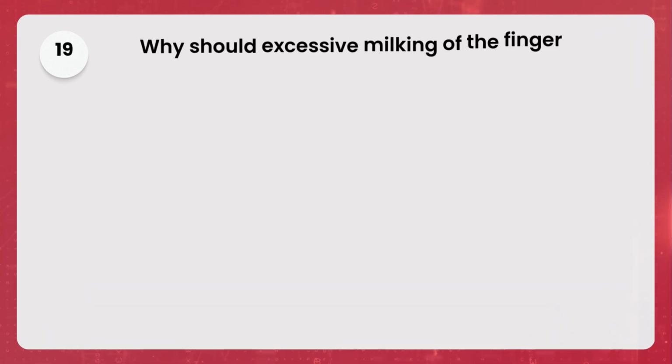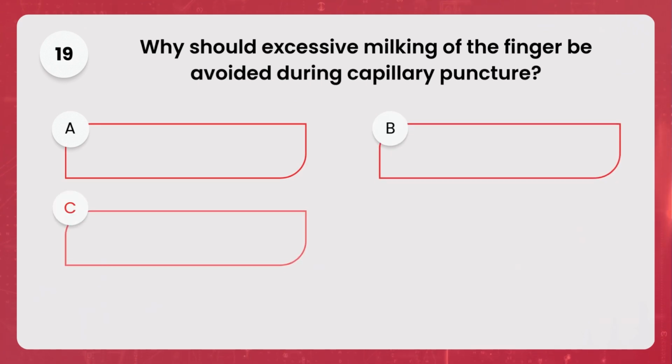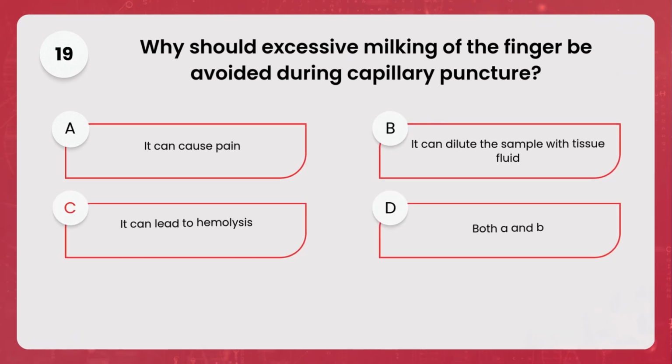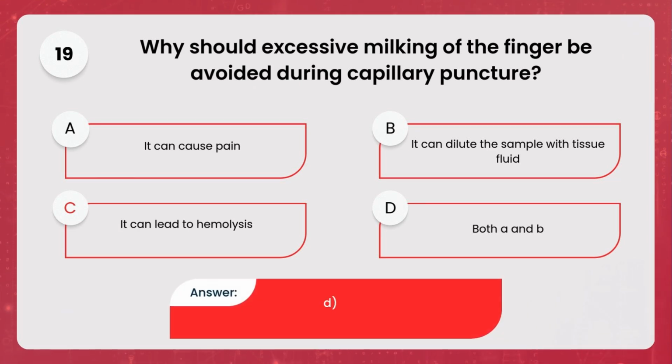Number 19. Why should excessive milking of the finger be avoided during capillary puncture? A, it can cause pain, B, it can dilute the sample with tissue fluid, C, it can lead to hemolysis, D, both A and B? The answer is D, both A and B.